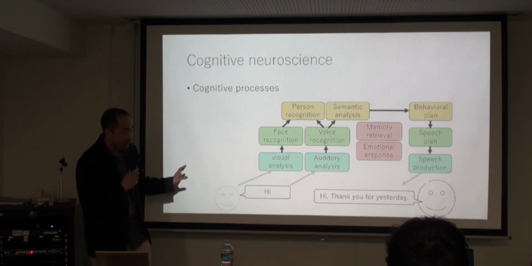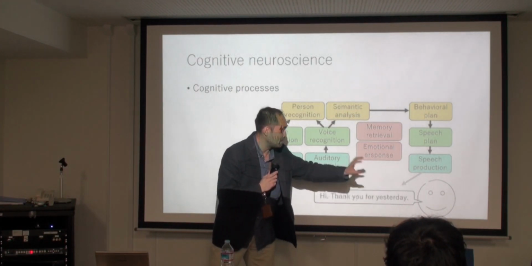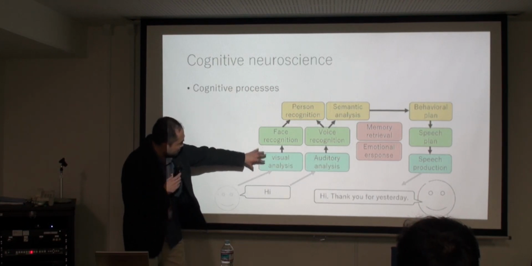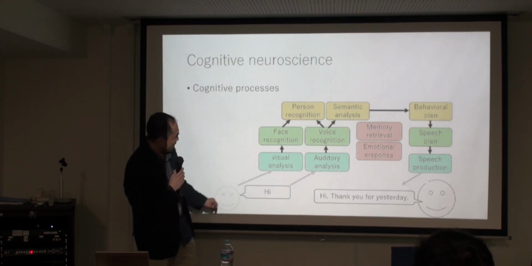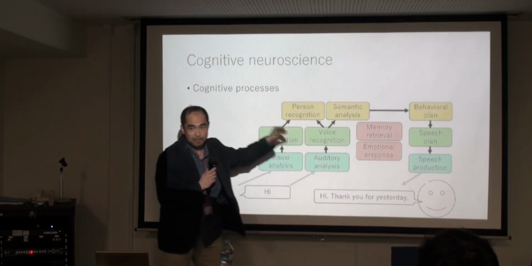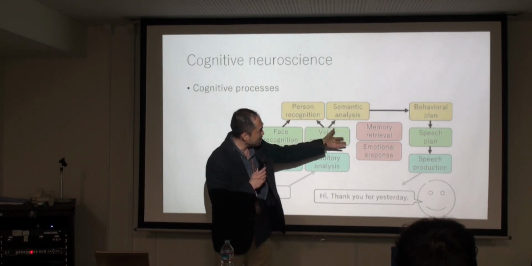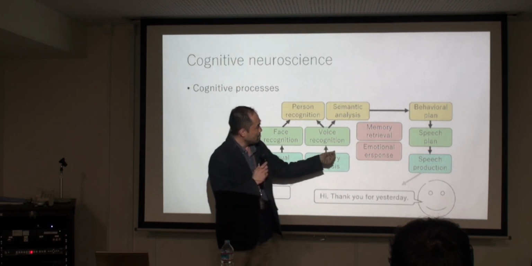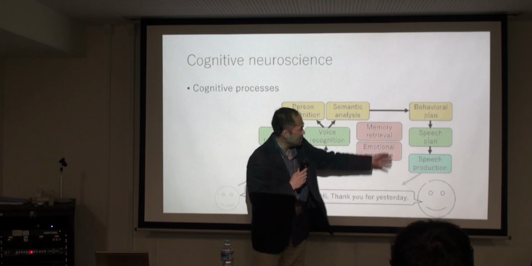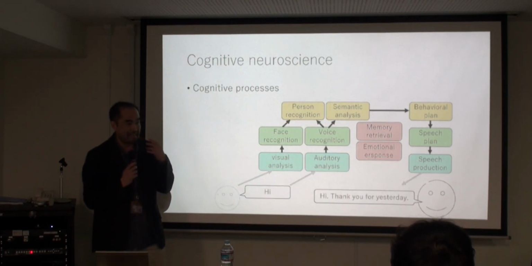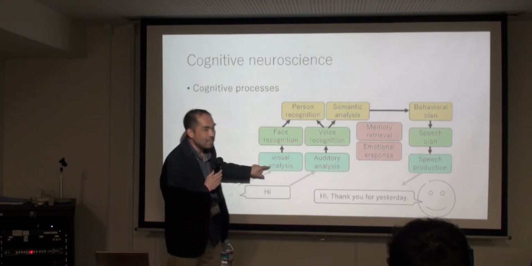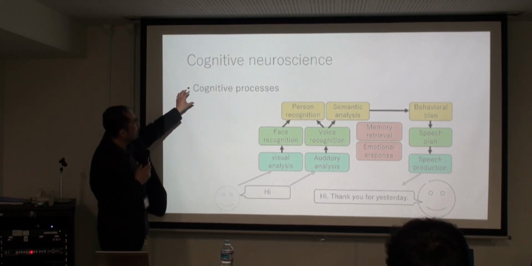So what happened in the mind of this guy, or in the brain of this guy, when he says hi, thank you for yesterday? He processed the visual information of his face and actually recognized the face, and also heard his voice and processed this as a voice and recognized the person, and also understood the semantic content of his speech and remembered several episodes, yesterday's episode, and brought some emotional response, and he plans some behavior and plans some speech and produces that speech, controlling his many muscles around his face. So here, each rectangle corresponds to different cognitive processes.